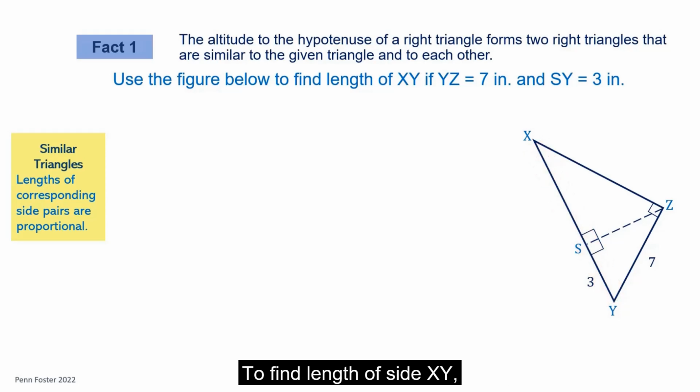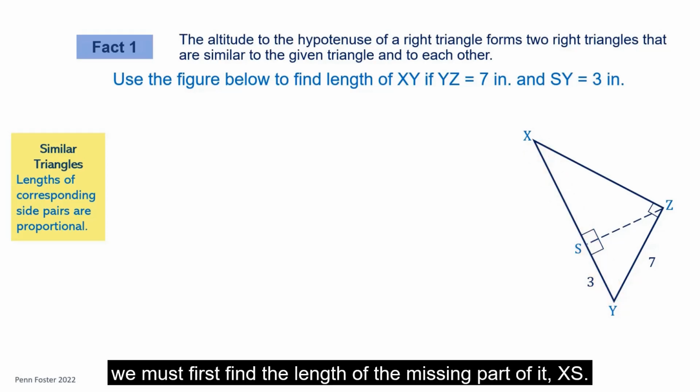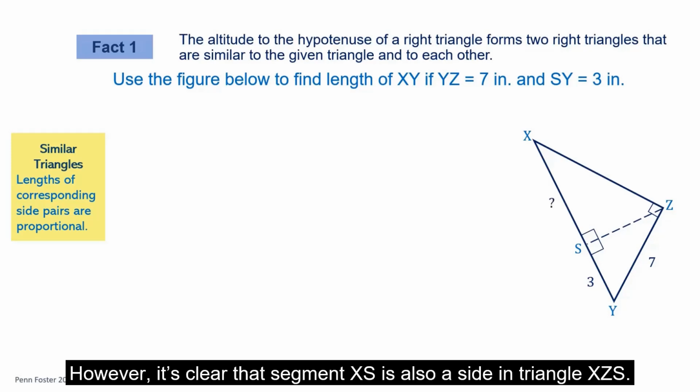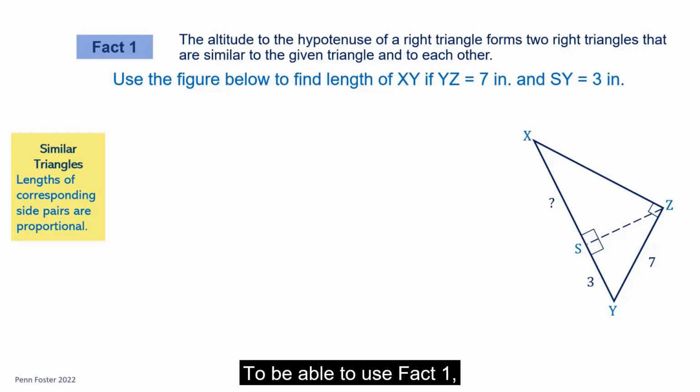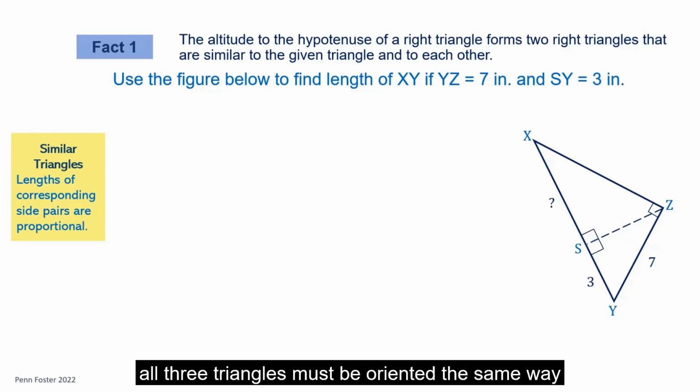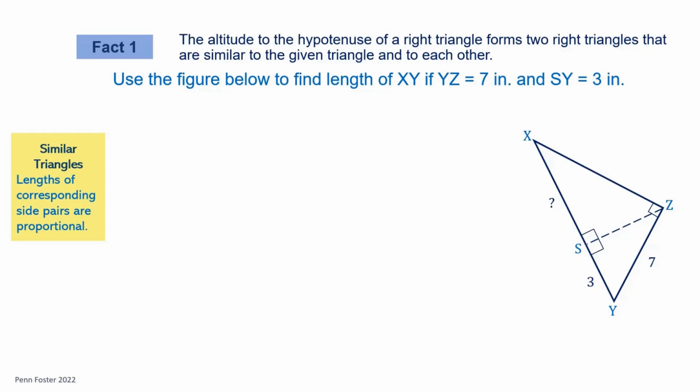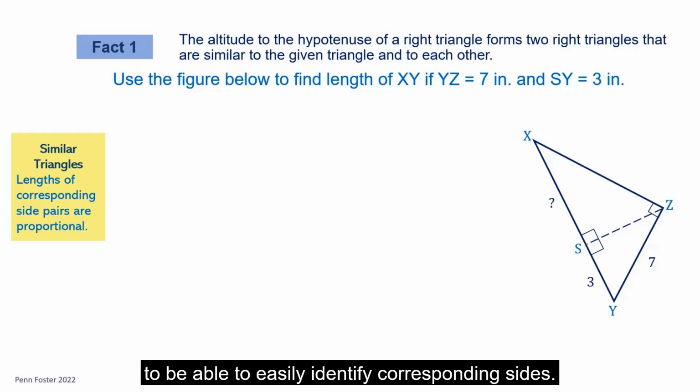To find the length of side XY, we must first find the length of the missing part of it, XS. However, it's clear that segment XS is also a side in triangle XZS. To be able to use fact 1, all three triangles must be oriented the same way to be able to easily identify corresponding sides.